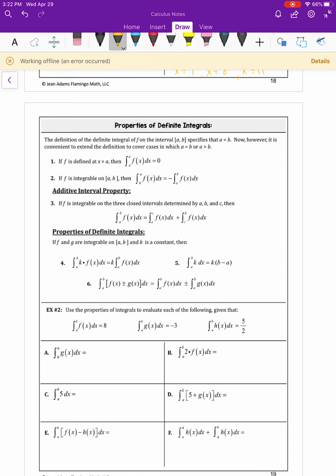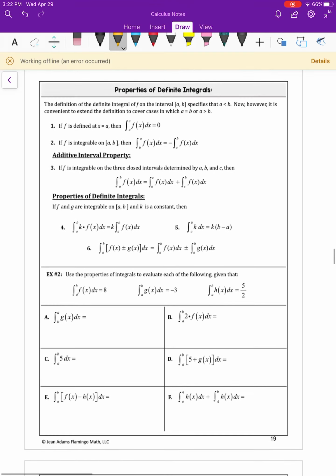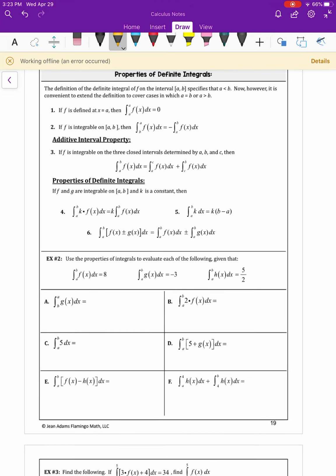So number 1, if f is defined at x equals a, then the integral from a to a, f of x dx, is 0. I told you that. We've already talked about it. Here's your official definition. Number 2, if f is integrable on the closed interval [a, b], then the integral from b to a, f of x dx, is the negative of the integral from a to b, f of x dx. Again, we've talked about that already, but now you have an official definition.